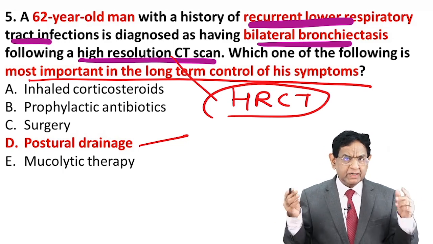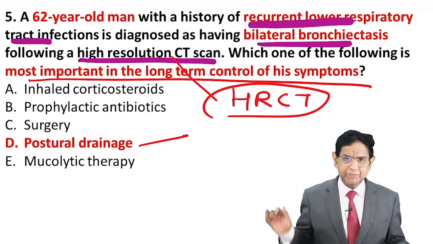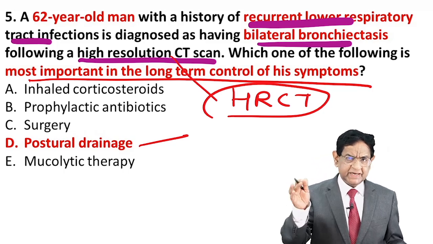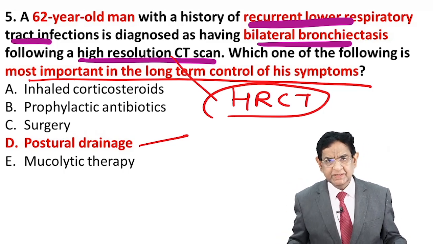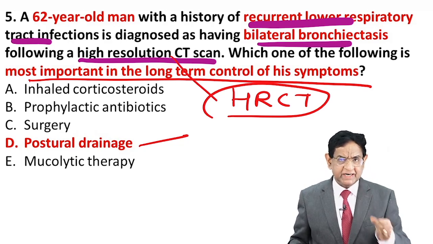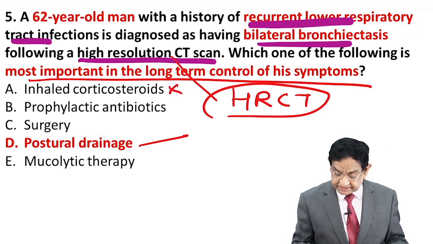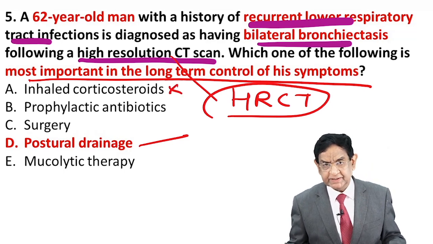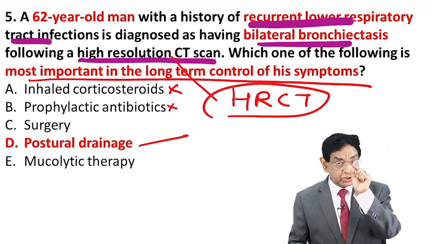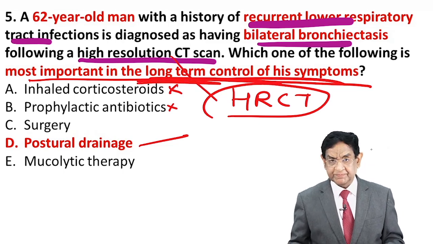You cannot give antibiotic for lifelong. If you are doing proper postural therapy, physiotherapy, and he is taking out all the sputum, with no sputum left inside, that will really prevent the recurrence of infection. So inhaled steroid as such has no role to play in bronchiectasis. Prophylactic antibiotic is used for short term, but he is asking for long-term control of symptoms.